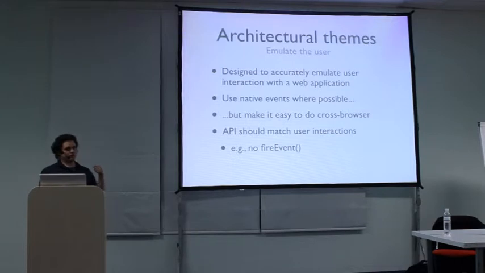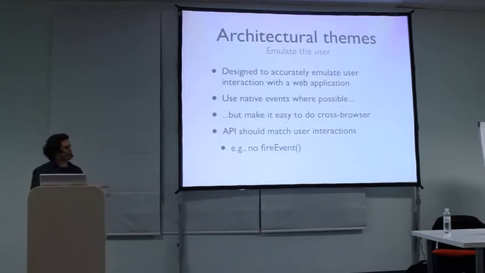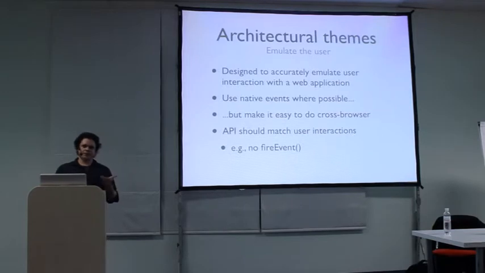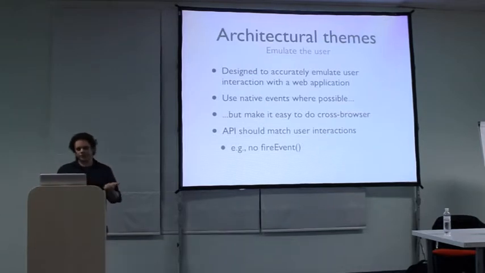So that means, if possible, we'll use native clicks, native keystrokes, but try to still keep it simple to maintain cross-browser and cross-OS. And the API should sort of be at that same level that the user would interact with the application. So, for example, there's no fire event in WebDriver. And that's because fire event usually in other tools is a workaround for a bad click implementation. If you can't click properly, then you need things like fire event. We would rather fix the click implementation than grow the API with things like fire event.